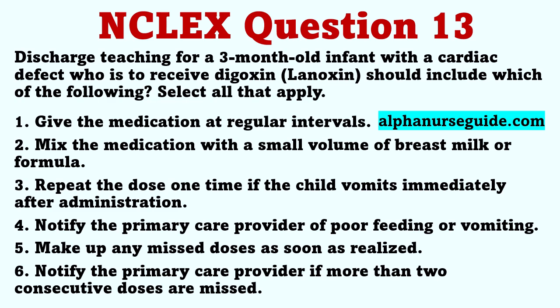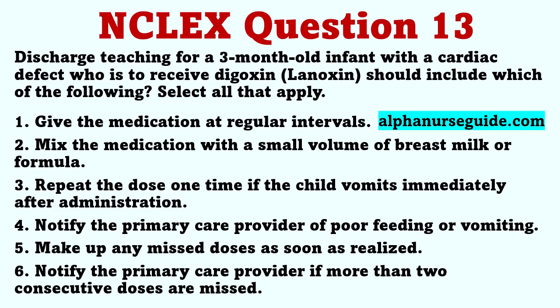Discharge teaching for a 3-month-old infant with a cardiac defect who is to receive digoxin should include which of the following? Select all that apply. 1. Give the medication at regular intervals. 2. Mix the medication with a small volume of breast milk or formula. 3. Repeat the dose one time if the child vomits immediately after administration. 4. Notify the primary care provider of poor feeding or vomiting.